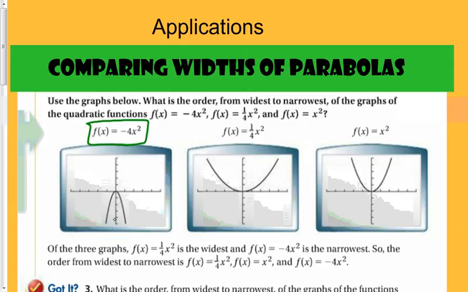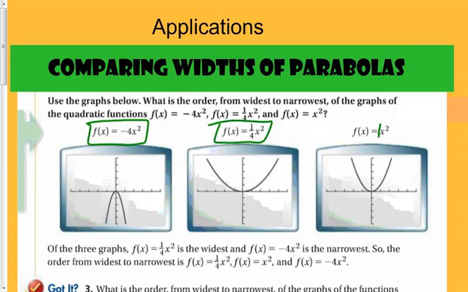We know it's a negative, so it's going down. Now we have 1/4 x squared, so it's very much a smaller number, 1/4, but a much wider graph. And then we just have regular x squared, which means you have a 1 in front of it. That would tell us that it's going to be your parent function, and it's going to be a little bit narrower than the second one, but wider than the first one.